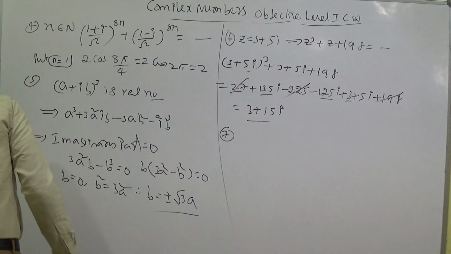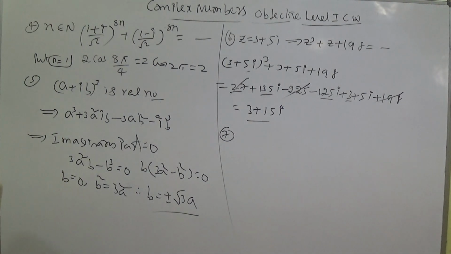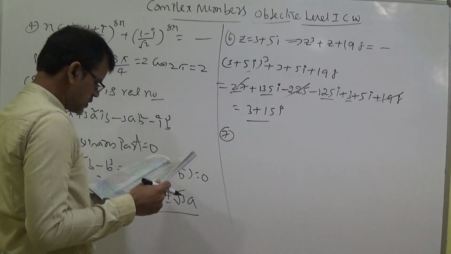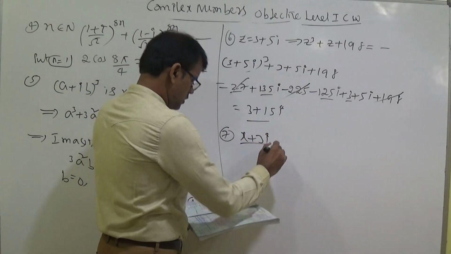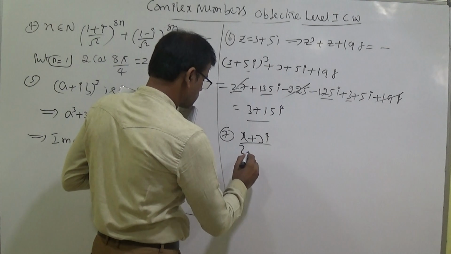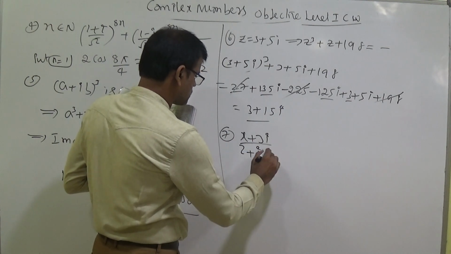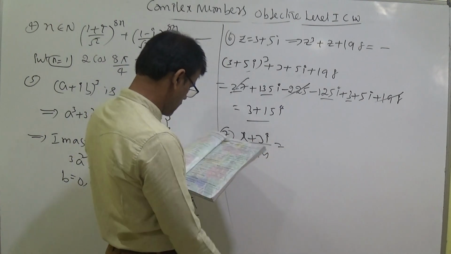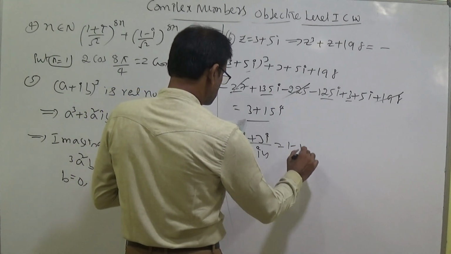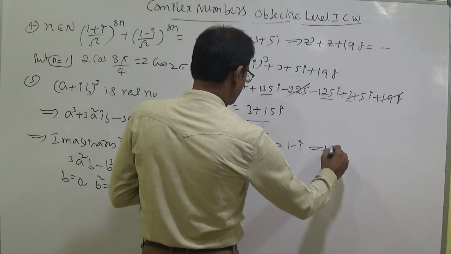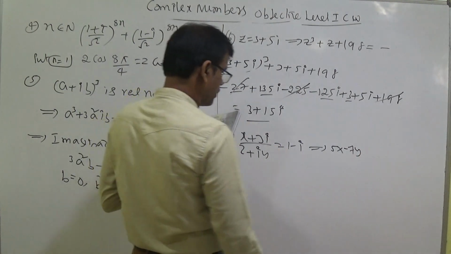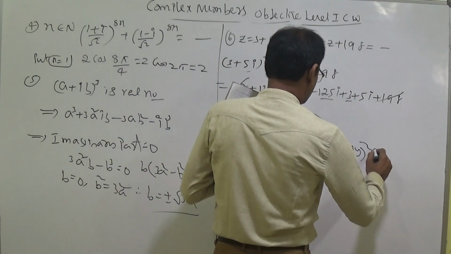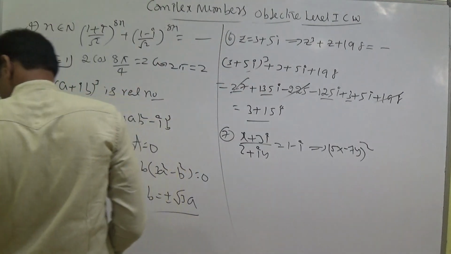Now seventh question. The seventh question is that (x + 3i)/(2 + i) = 1 − i/y. That implies find the value of (5x − 7y)². Find the value of (5x − 7y)².